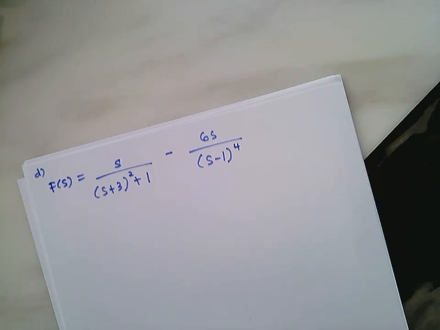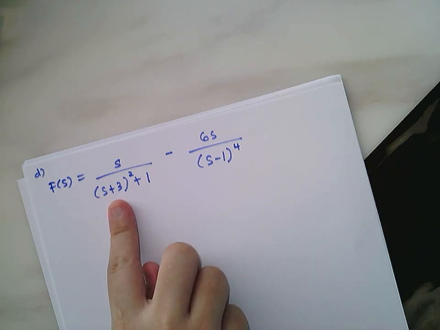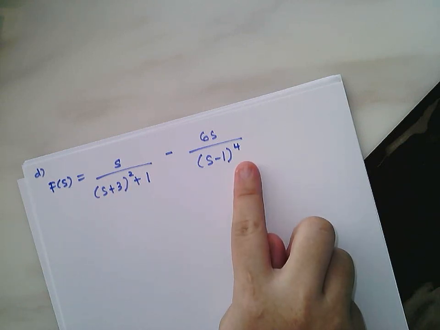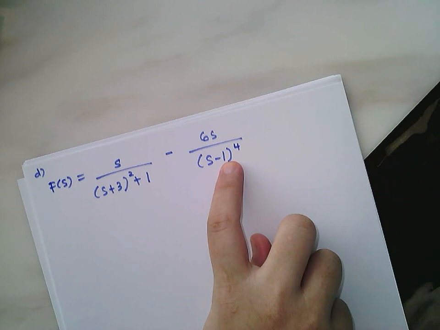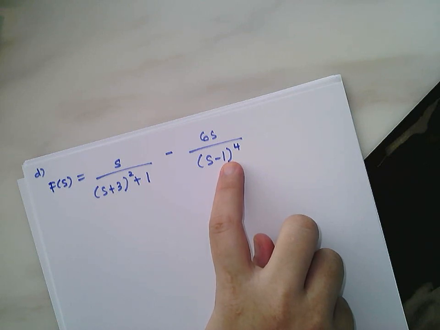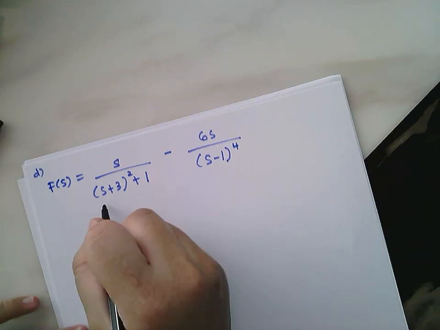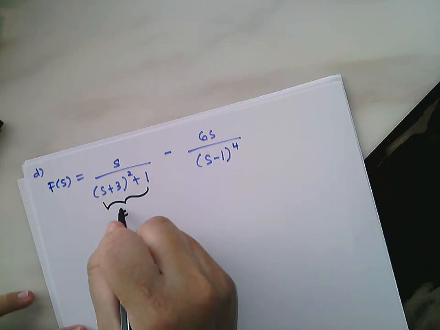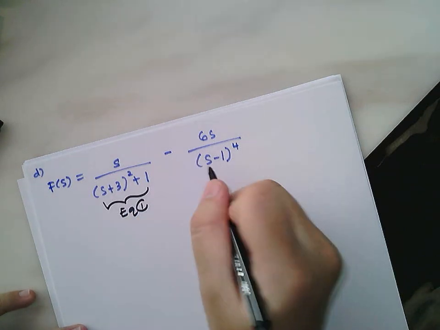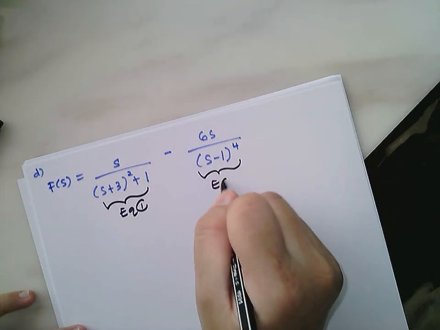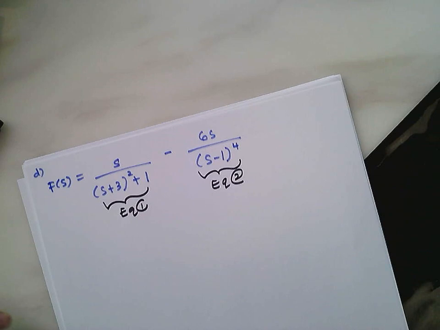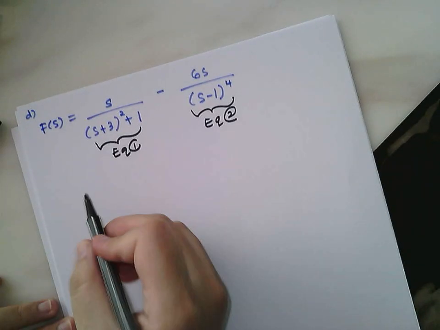So this one you need to apply first shift. This one is also first shift because you have s minus 8. So I advise you to do it separately, then only you combine your answer. If not, it will become messy. So let's consider this one as equation 1 and this one as equation 2. Now we solve for equation 1 first.